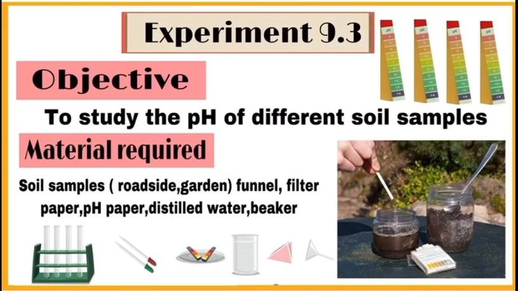Third part of the experiment, 9.3. Its objective is to study the pH of different soil samples. Material required. We need following materials to do this experiment: soil samples, roadside and garden soil. We need funnel, filter paper, pH paper, distilled water and beaker.